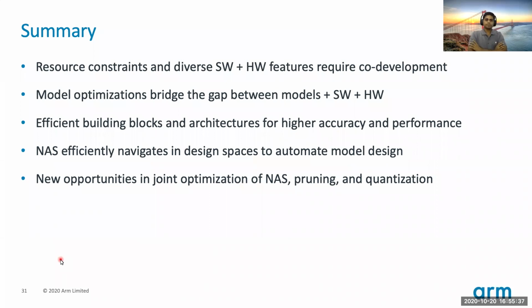Concluding, edge device resource constraints and diverse software and hardware features require co-development of algorithm, software, and hardware. Model optimizations bridge the gap between the off-the-shelf neural network models and the existing software and hardware. If you want a better accuracy model for the same latency, efficient building blocks and architectures need to be searched to get higher accuracy and performance. Neural architecture search techniques efficiently navigate the design space to automate the model design. And there are new opportunities in the joint optimization of NAS, pruning, and quantization now.